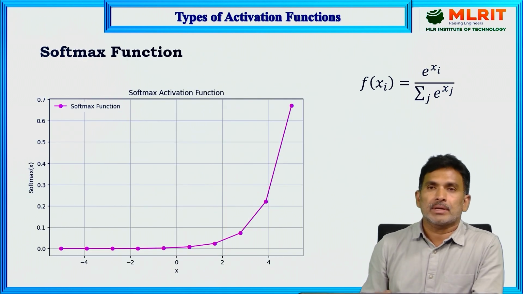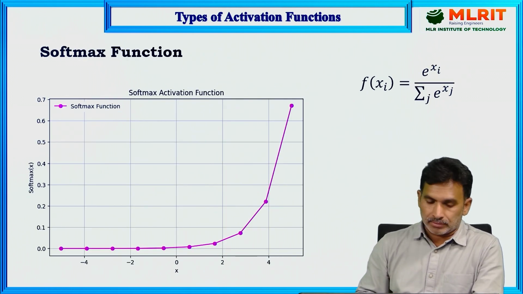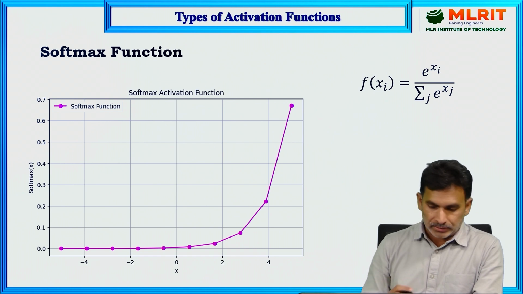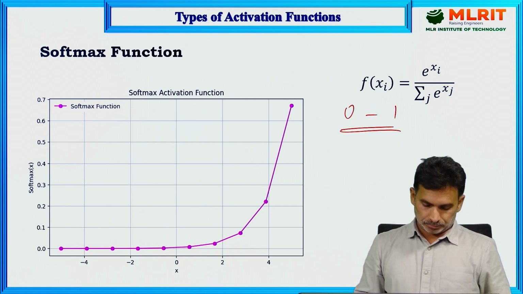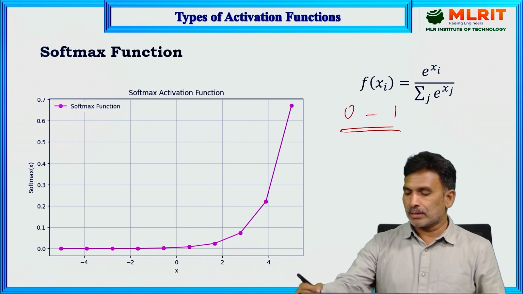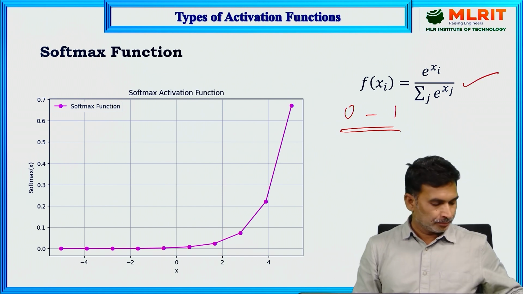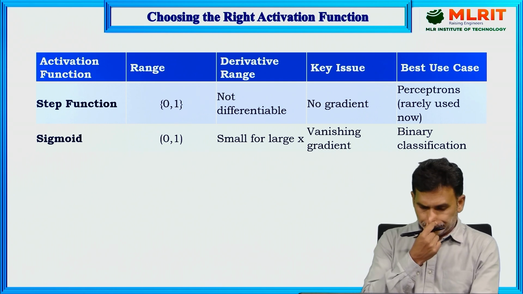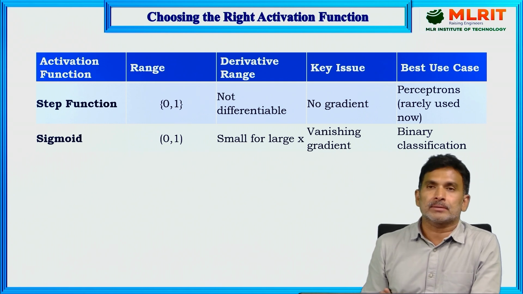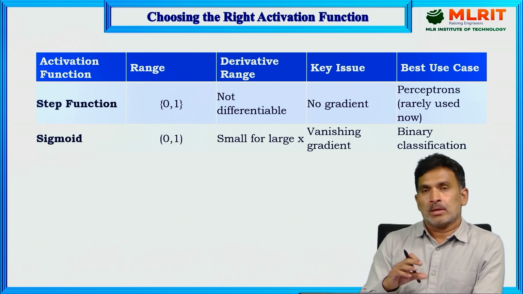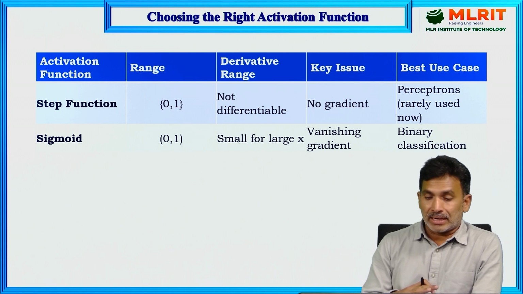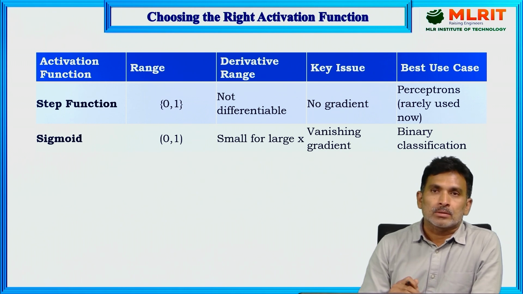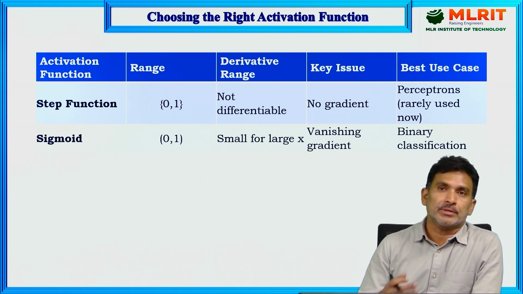Next, another very important function is softmax, and this softmax has range 0 to 1. Yes, 0 to 1, and this is the equation. So these are the types of activation functions. And one important thing is, how do we select the right activation function? What are the parameters that need to be considered?